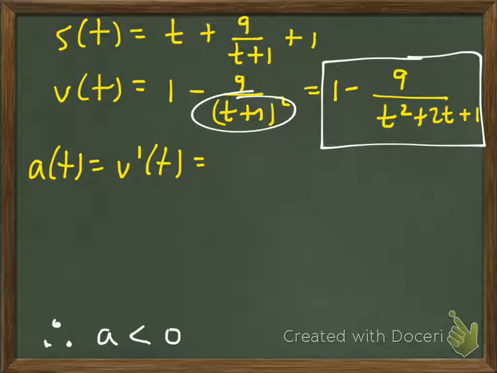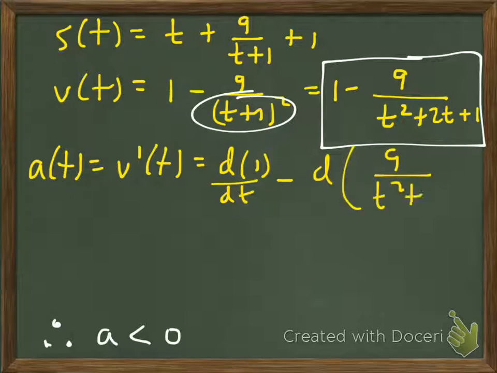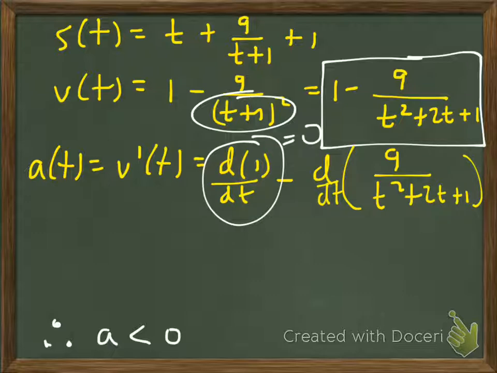So the acceleration is the derivative of the velocity, meaning we're going to take the derivative of 1 with respect to t minus the derivative of this quotient with respect to t as well. We have t squared plus 2t plus 1 in the denominator, and a 9 in the numerator. The derivative of 1 is 0. I think this is probably where I made my mistake: I didn't leave that minus sign out in front, but let's leave that minus sign out in front here.